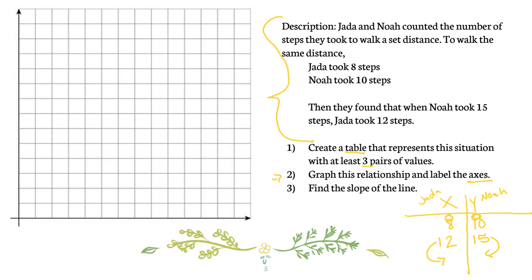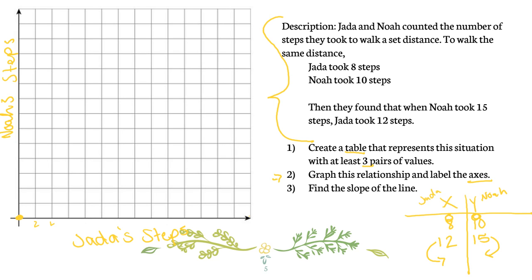So remember that we would have our x-axis that's going from side to side, and then our y-axis that goes up and down. So on the x-axis, I'm going to put Jada's steps, and on my y-axis would be Noah's. Now they both started at 0, so my first point would be 0, 0. Now, when Jada went 8, Noah went 10. So I'm going to go up by 2.